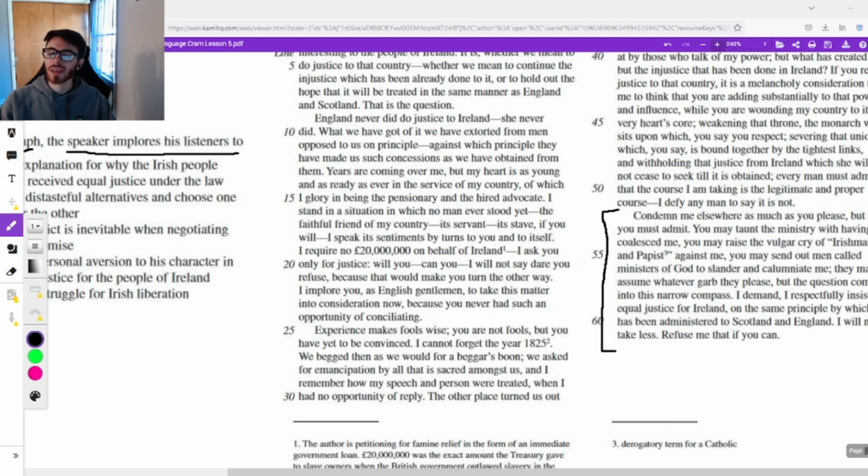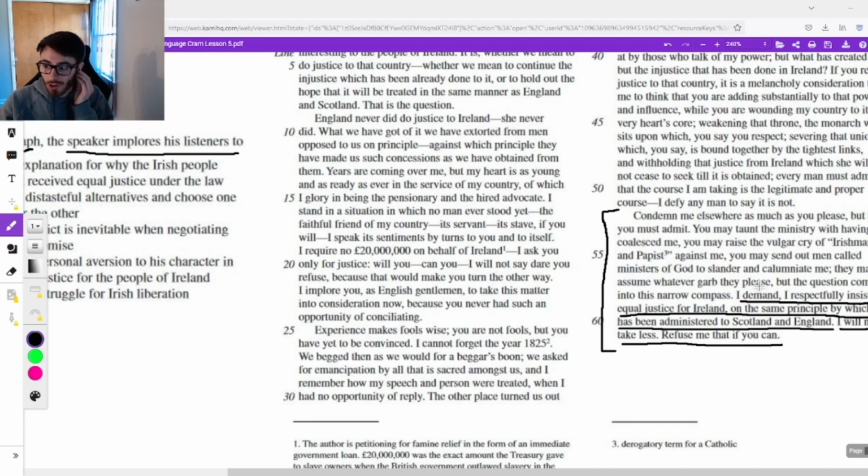All right, so we're looking for what the speaker implores his listeners to do. What he tells them to do, well, I demand, I respectfully insist on equal justice for Ireland on the same principle by which it has been administered to Scotland and England. I will not take less, refuse me if you can. That's the first thing that jumped out to me, right? He is imploring them to give equal justice for Ireland. That's the evidence that I found.